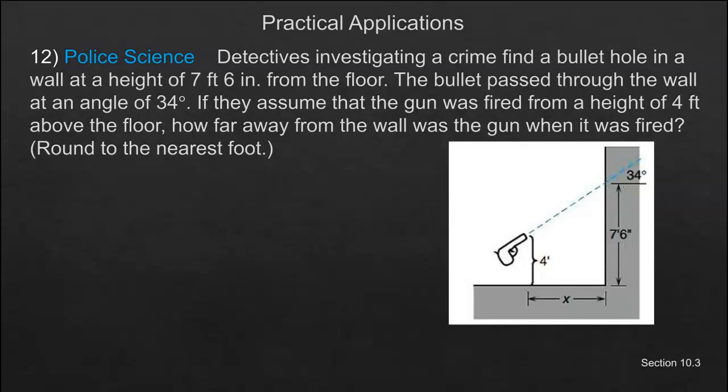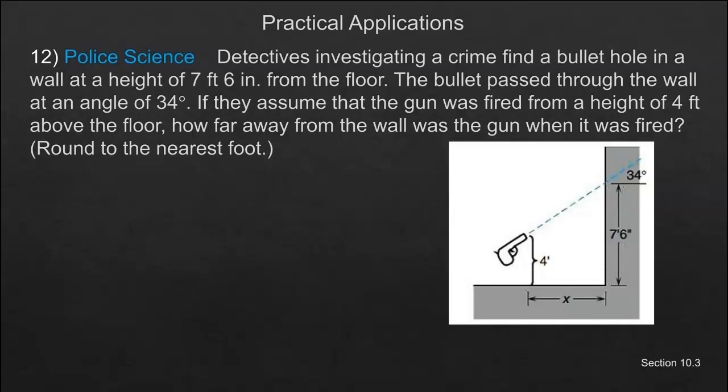All right, this is our last example for this section. Police science. Detectives investigating a crime find a bullet hole in a wall at a height of 7 feet 6 inches from the floor. The bullet passed through the wall at an angle of 34 degrees. If they assume that the gun was fired from a height of 4 feet above the floor, how far away from the wall was the gun when it was fired? Round to the nearest foot.